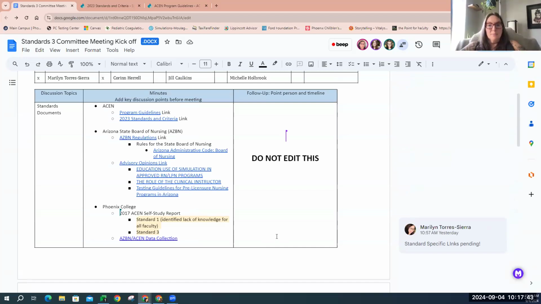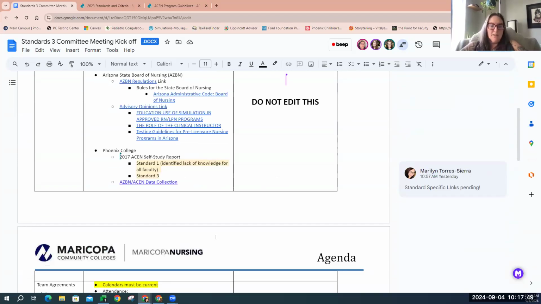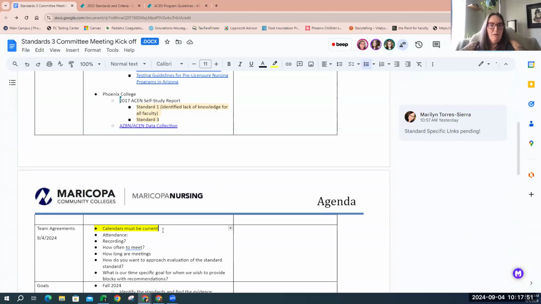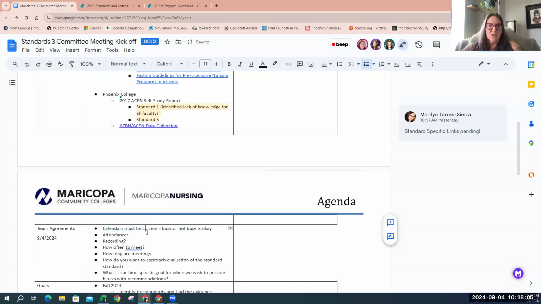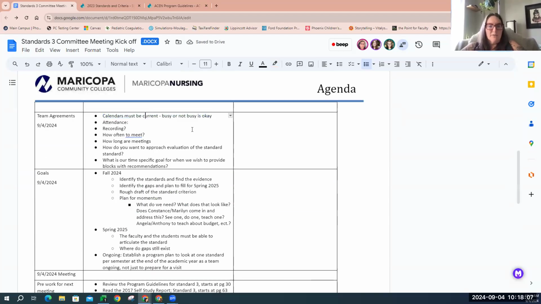Ultimately, we do need to ensure that everyone's calendar is up to date. All we can see is busy or not busy. It's not that we see all the details. But this is a requirement. Faculty do need to drive the process. So when we have individuals who are staff, if Gabe's part of it, if Michelle's a part of it, they're there for a different reason. They're there as a support to one of our standards, but the faculty are supposed to be driving this.